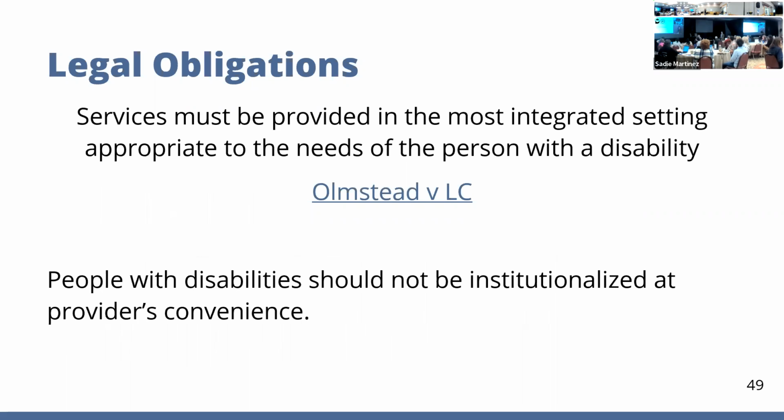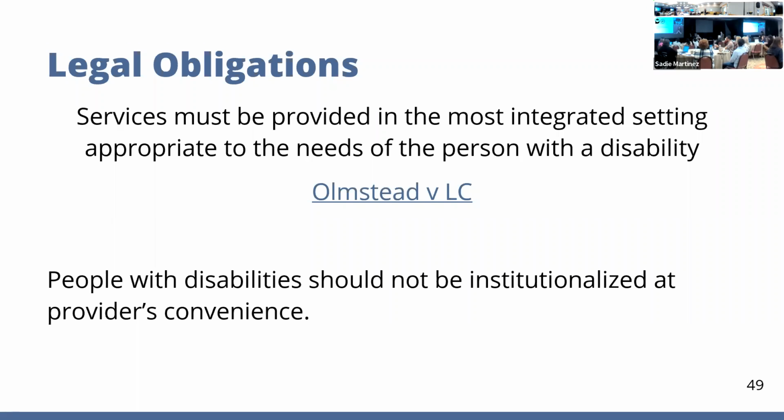Services must be provided in the most integrated setting appropriate to the needs of the person with a disability. That's from the Olmstead decision. Who knows about the Olmstead decision? The Olmstead was a case that said people have a right to get services in the community if that's what they want, if it's the most appropriate setting to meet their needs, which it is most of the time. And it's a Supreme Court case interpreting the ADA.